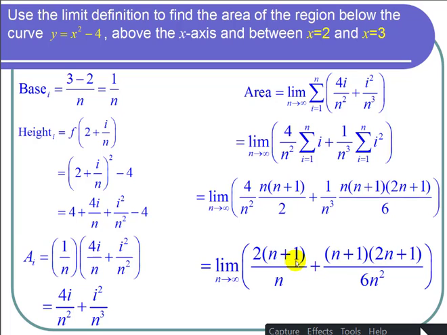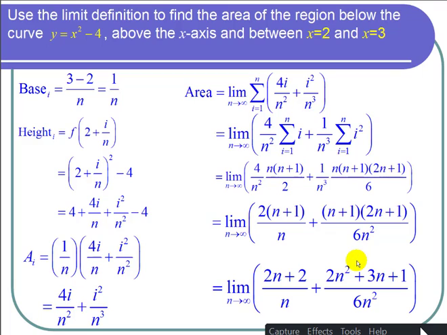And I can multiply out here and FOIL this out, and I get 2n plus 2 over n and 2n squared plus 3n plus 1 over 6n squared. And now I can use a little rule about limits as n goes to infinity, and that's that I can ignore all the lower terms. So I can just look at the higher order terms. I can say 2n over n is equal to 2, and I can say that 2n squared over 6n squared is 2/6.